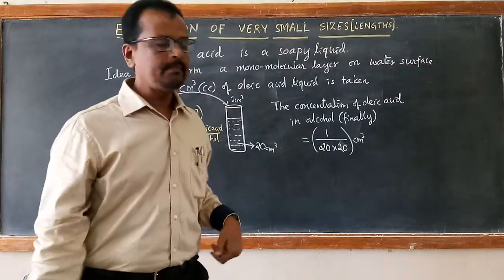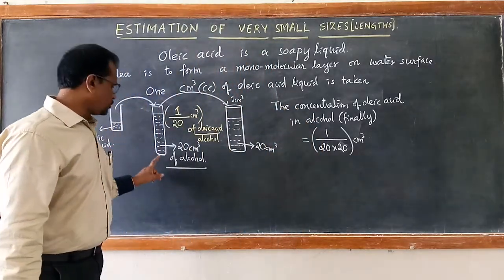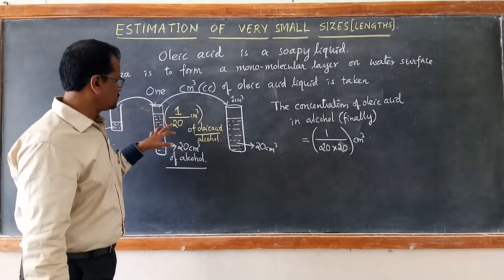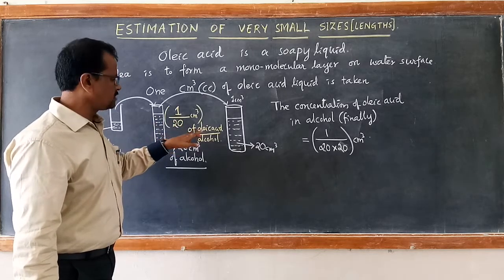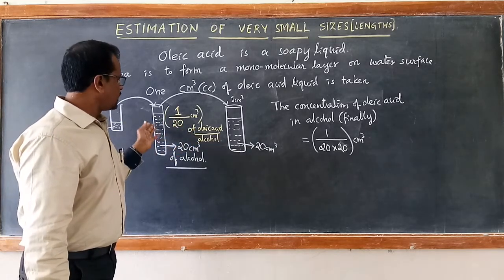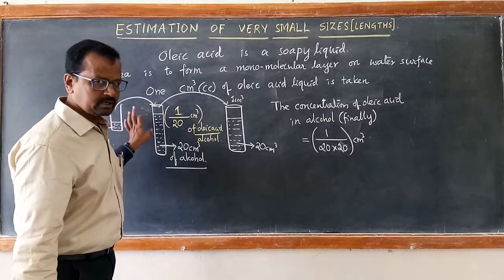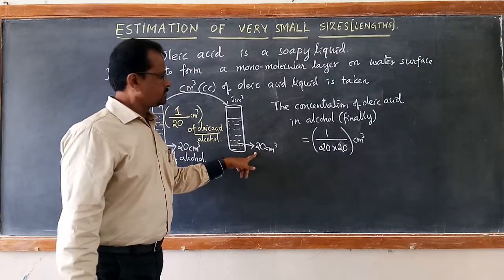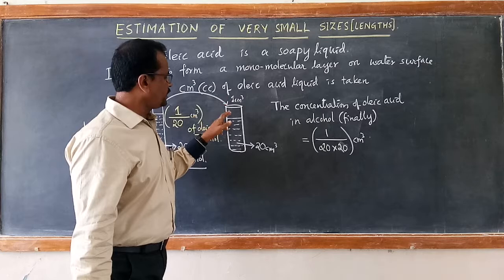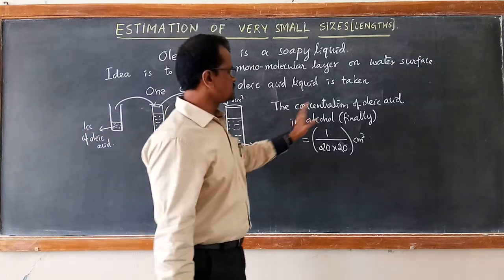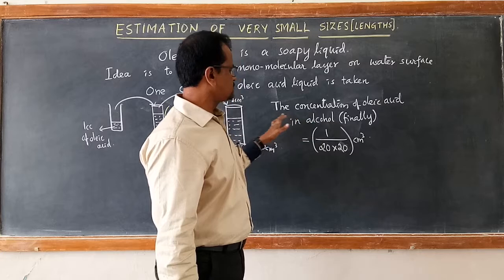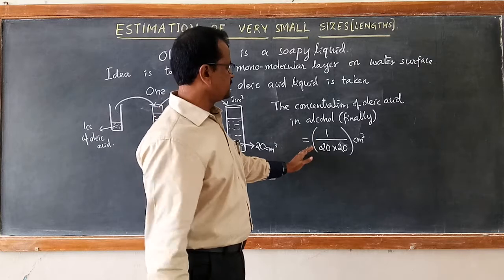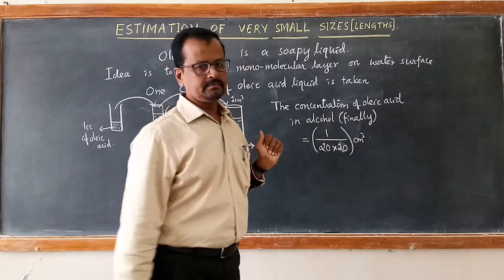Instead of that, what you can do? You can take 20 cc of alcohol. In that you add 1 cc of oleic acid. So it becomes 1 by 20 concentration of oleic acid per alcohol. That 1 cc of this solution, you add it into 20 cc of fresh alcohol. Then 1 by 20 into 1 by 20. So the concentration of oleic acid now becomes 1 by 400 centimeter cube. That is the concentration of oleic acid per alcohol.